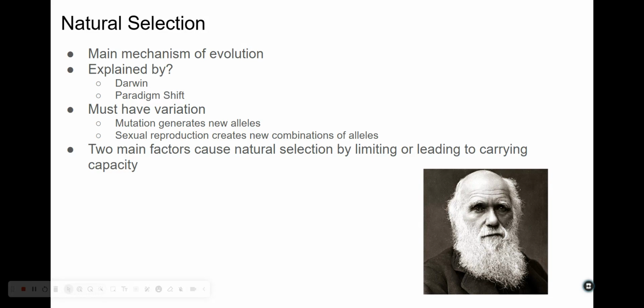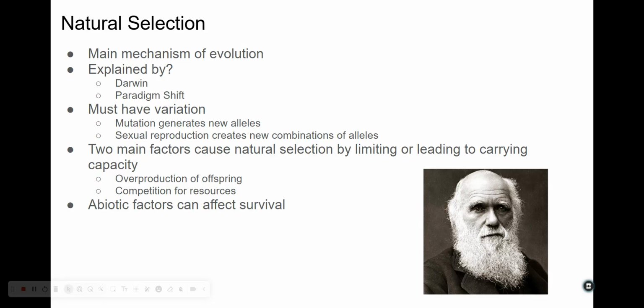There are two main factors that cause natural selection, and that all has to do with carrying capacity, the maximum amount an environment can support of a population, and those are overproduction of offspring and competition for resources, such as food, shelter.